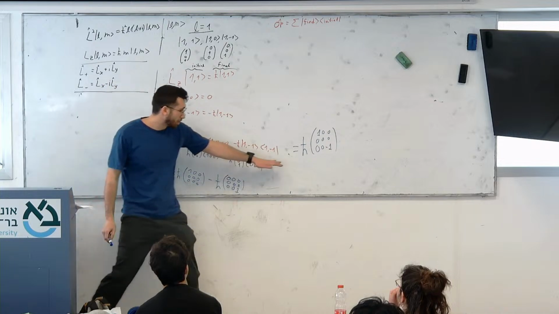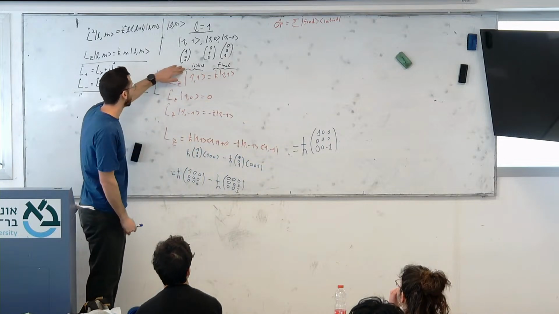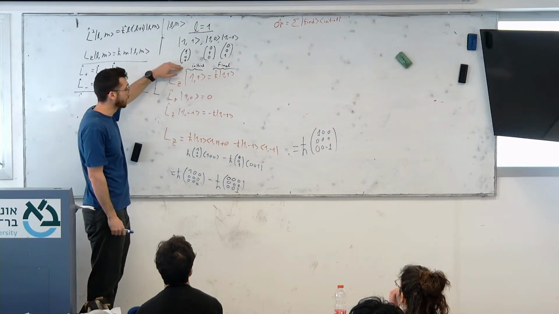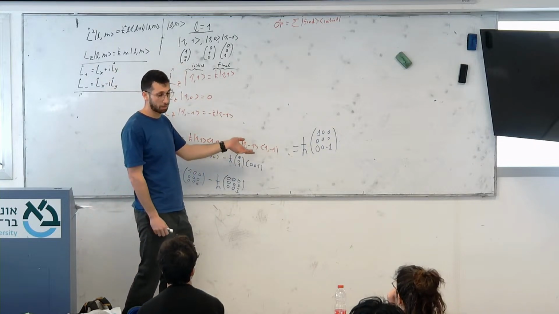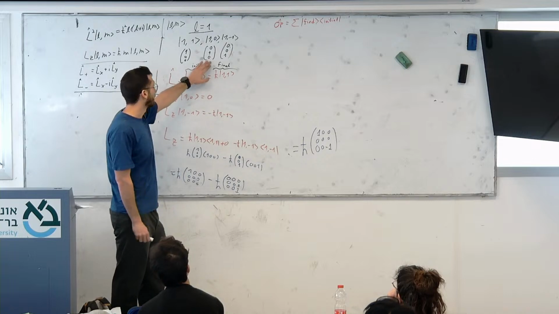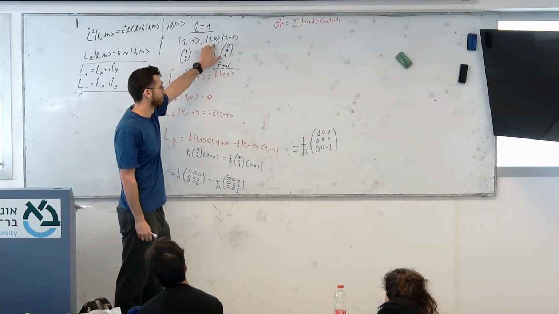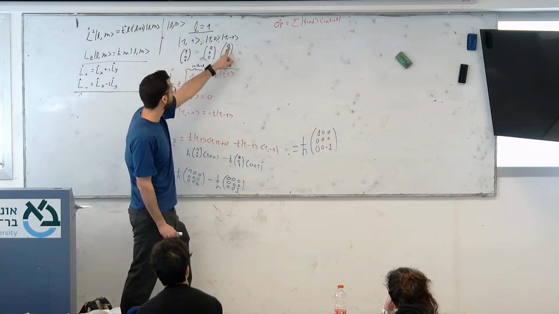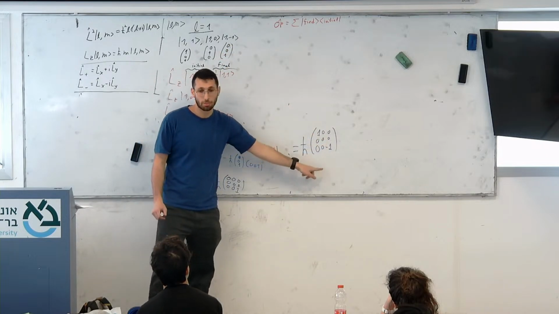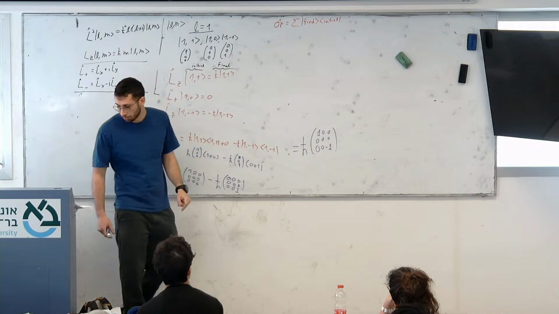It makes sense because if I operate on the first eigenstate, I get h bar times m, which is 1. On the second state, m is equal to 0, so I get nothing. For the third one, m is equal to minus 1, so I get minus h bar, or h bar times minus 1.